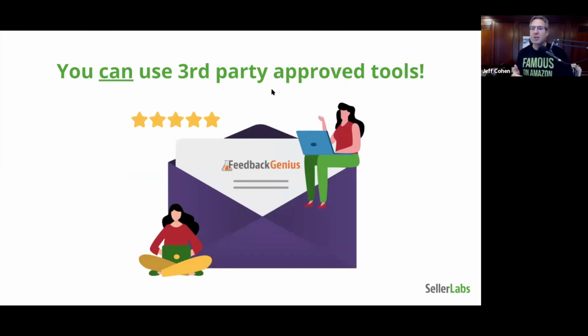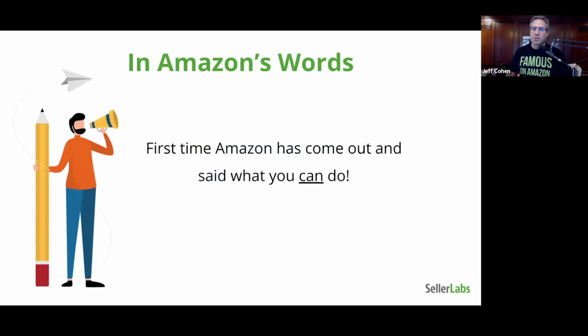Again, they said you can use third-party approved tools. And so what is a third-party approved tool? The way it was defined within Amazon's system is one that is using their protocols for communicating with customers. So we have to follow certain rules and guidelines to have access to the technology that we use. And then we get approved into what's called the Amazon App Store. And so that's Amazon's vetting system, if you will, for which tools are approved and which are not.